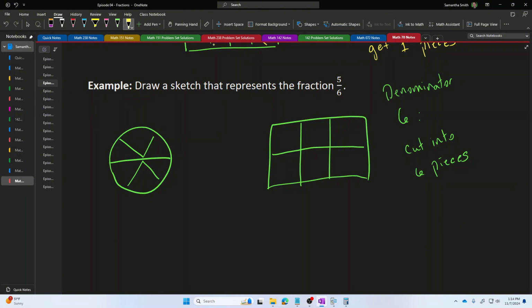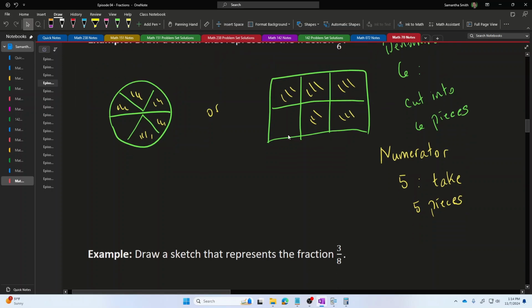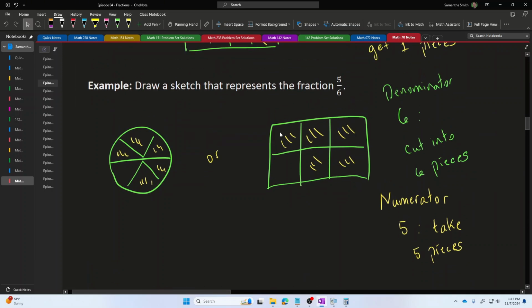And then my numerator here is 5. So I would take 5 pieces from that. So 1, 2, 3, 4, 5. 5 out of the 6 pieces I can take. If I had, for example, 5 pizzas and I wanted to distribute them amongst 6 people, I could cut each pizza into 6 slices and I could give each person 5 of those slices. That would be a way to distribute the pizza evenly.